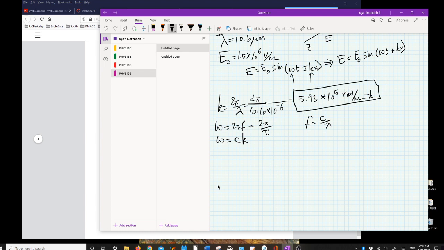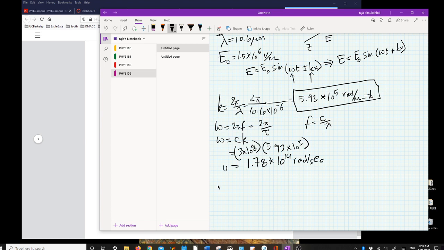So I can just take that. Therefore it is 3 times 10 to the 8 times k, 5.93 times 10 to the 5th, and then I calculate all of that. When I do it, again copying from the book, I get 1.78 times 10 to the power of 14 radians per second. That's it, I'm done.